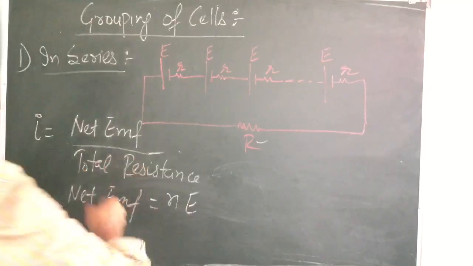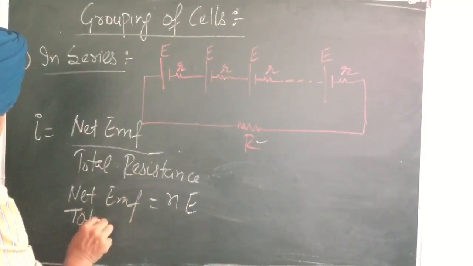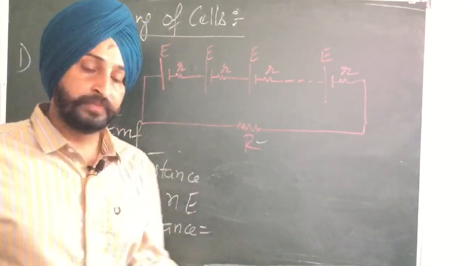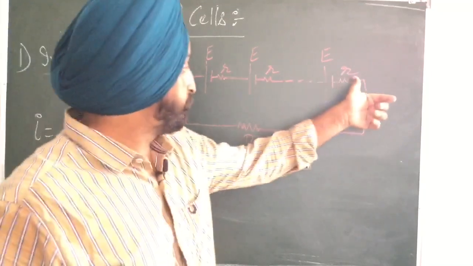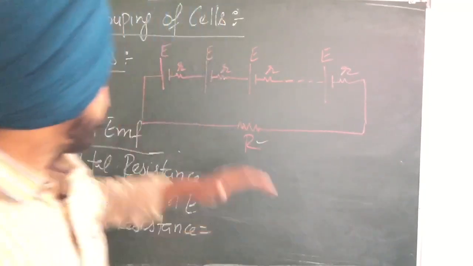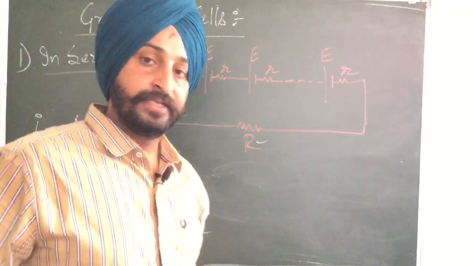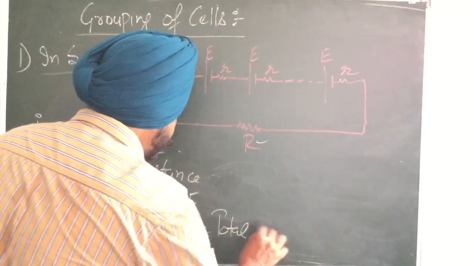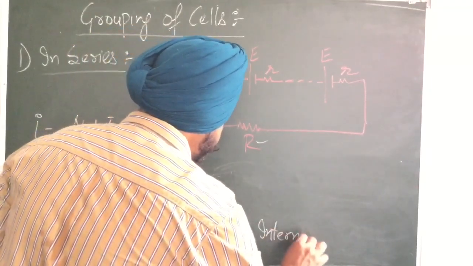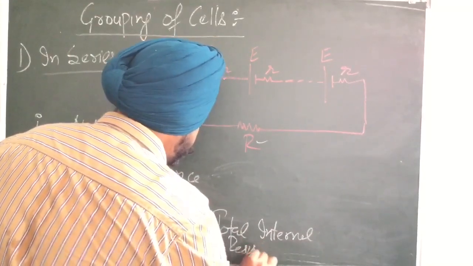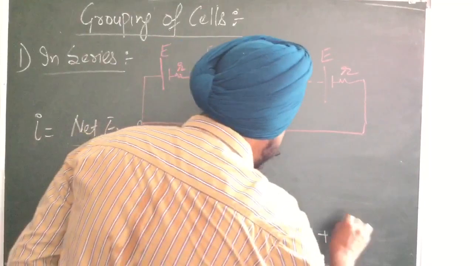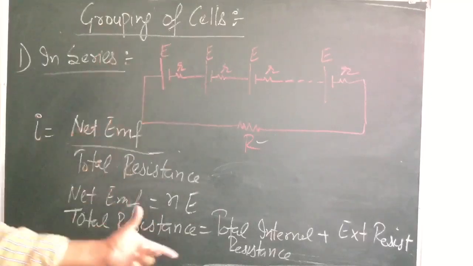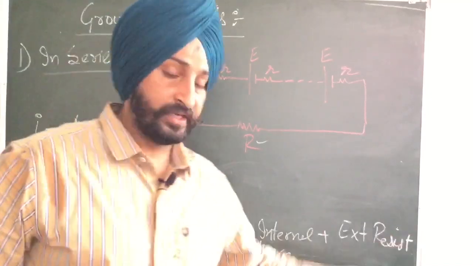And what will be the net resistance or total resistance? So total resistance would be equal to the total internal resistance plus this external resistance. As all these resistors are connected in series, the net resistance would be equal to total internal resistance plus external resistance. So total resistance for this circuit will be equal to total internal resistance plus total external resistance.